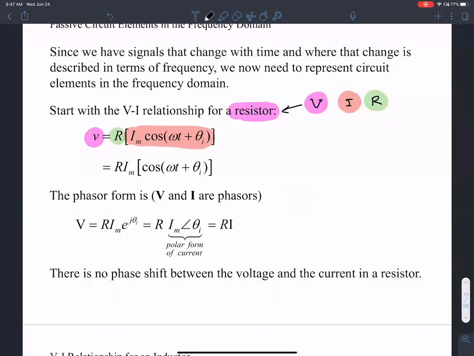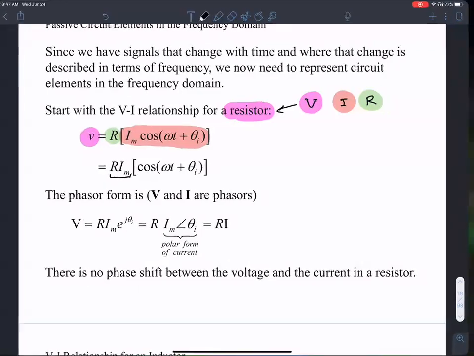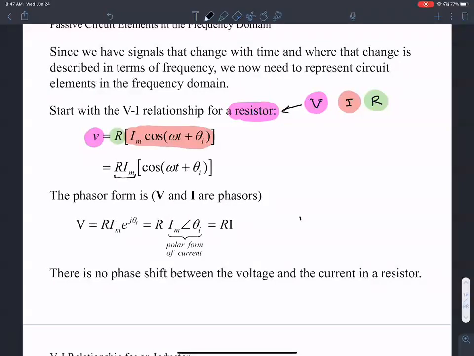If I were to express this in phasor form, it is R times Im e to the j theta I. So R Im angle theta I. That's the amplitude, and then there is the phase component, which is the phasor representation.